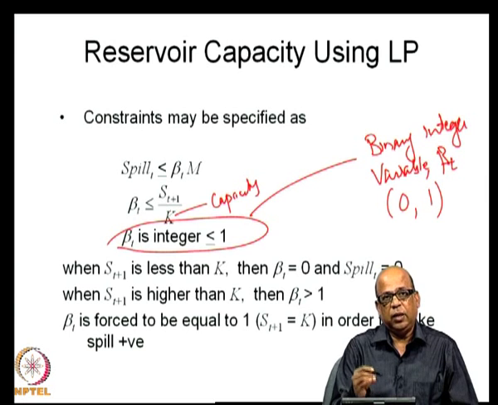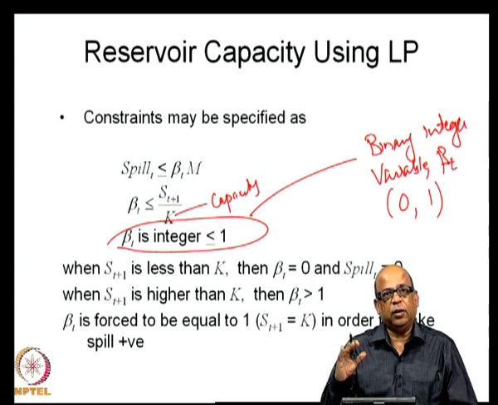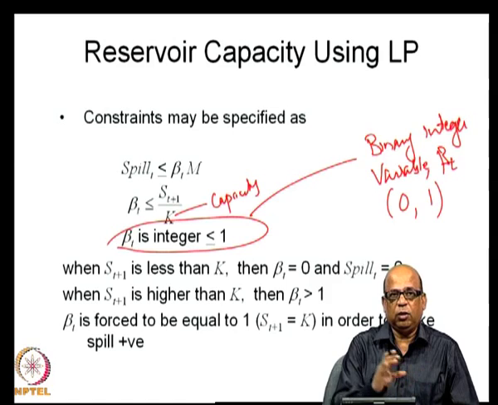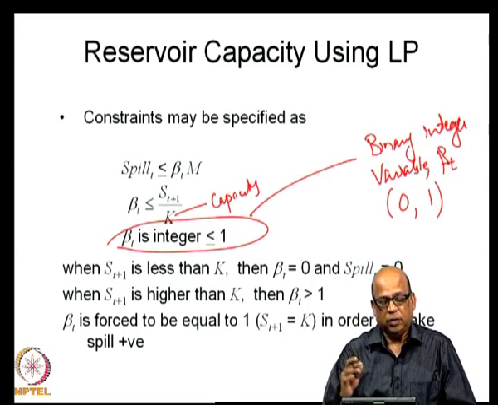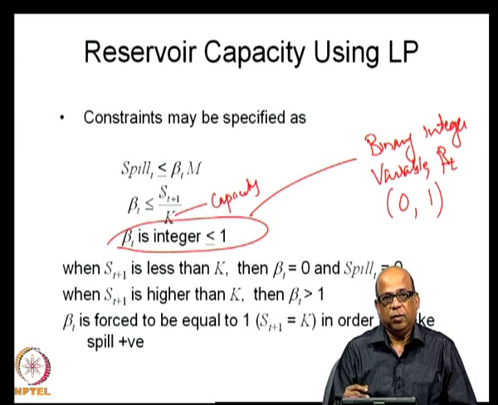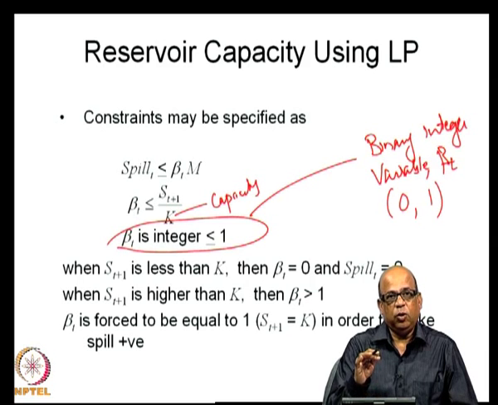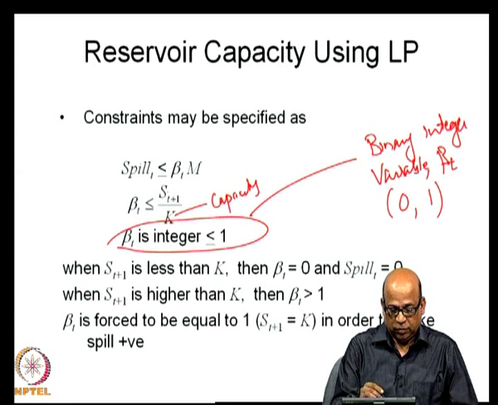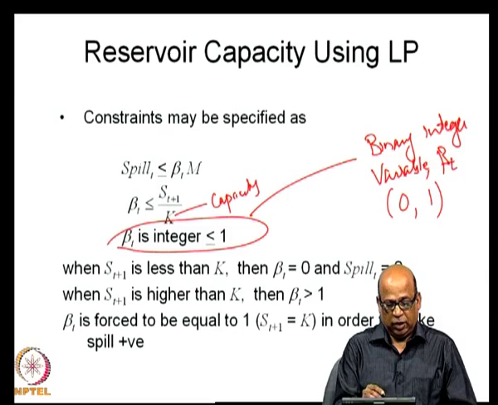If S t plus 1 is greater than k, from the continuity equation you have obtained S t plus 1 that is greater than k capacity, then what happens? This value will be more than 1, and therefore, because of this constraint beta t can be only 1. So, beta t can take on a value of 1 whenever S t plus 1 becomes more than k, and it will take on a value of 0 whenever S t plus 1 is less than k.